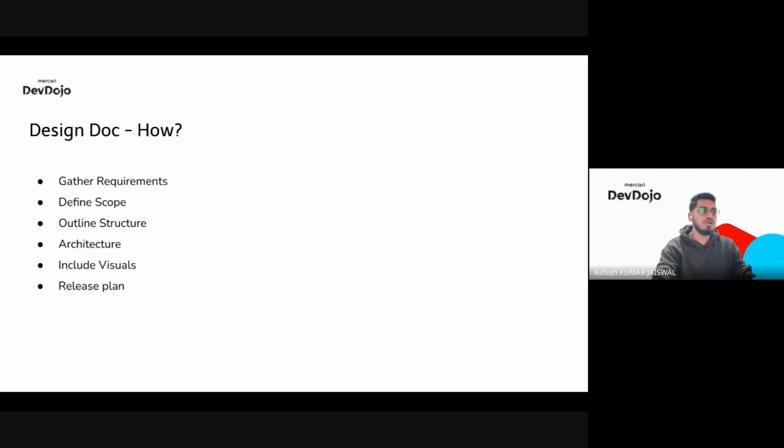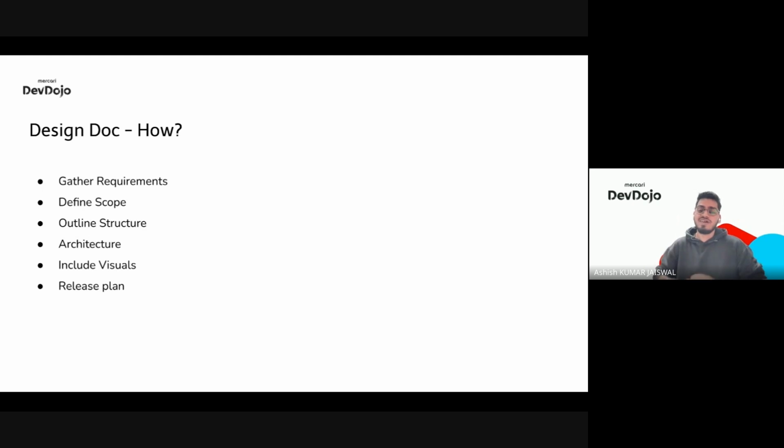Okay, so let's talk about how we write the design doc. These are the basic steps, but I'll walk you through some more details, like how we write it in Mercari for different platforms. The first and most important part is gathering the information, gathering the requirements. You have to start by understanding the project requirements, and make sure that you understand the goals of that project, and also the non-goals of that project, because this is the first thing which will go in your design doc. What is going to be the objective of this design doc?